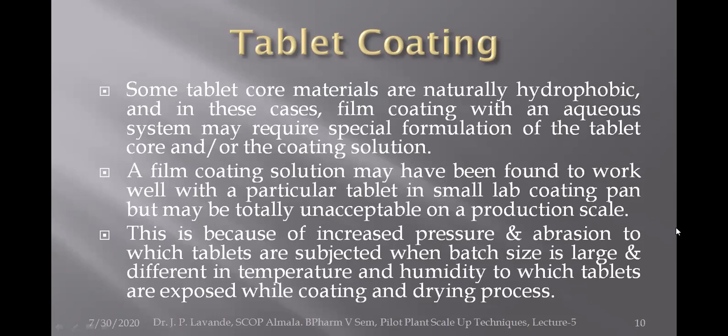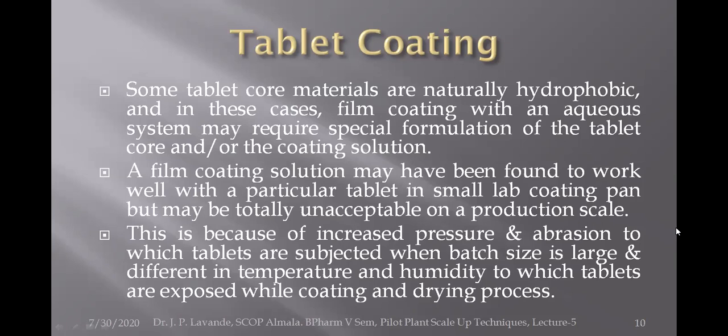This is because of the increased pressure and abrasion to which tablets are subjected when batch size is large, and the difference in temperature and humidity to which tablets are exposed while coating and drying processes. How many tablets are we producing in the lab? Hardly 50, 100, or maximum 250, or up to 500. That's it. And how many tablets are produced at production scale, at large scale, at a commercial scale? It is in the thousands or in the lakhs of tablets.